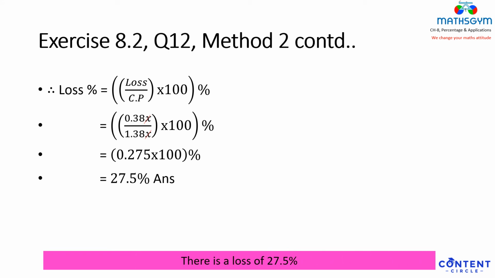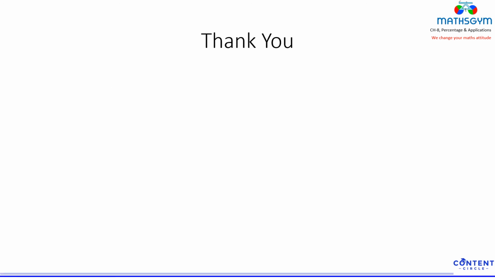Between method 1 and method 2, you might have seen that there is a difference of 0.2 in the final answer, which comes in because of the decimal which we have used. So there is a rounding error. So 27.5 here and 27.7, the answer is the same. You can use whichever method you are comfortable with.